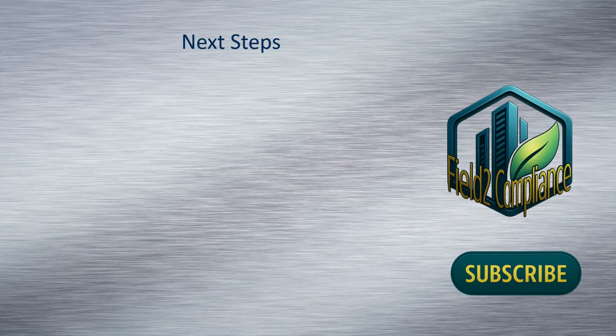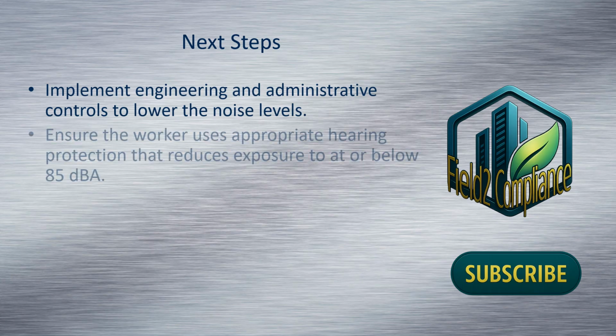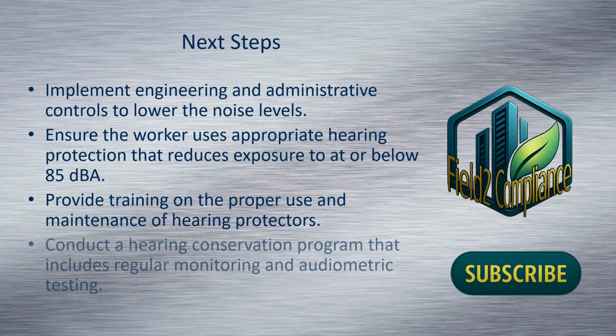In practice, exceeding the PEL means action is required. Start by evaluating engineering and administrative controls, for example, isolating equipment or rotating employees to reduce exposure time. Ensure appropriate hearing protection is used and properly fitted, and conduct follow-up training and audiometric testing. For the OHST exam, remember, recognizing an overexposure isn't enough. You must also know which control steps follow according to OSHA's hierarchy.